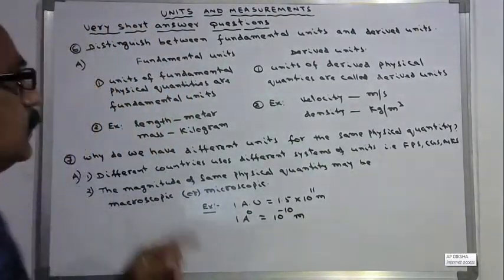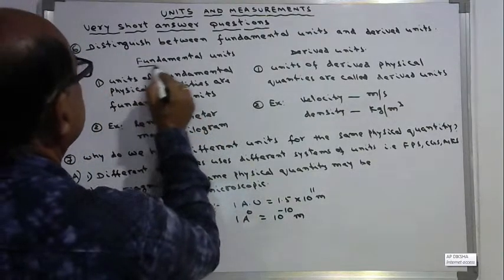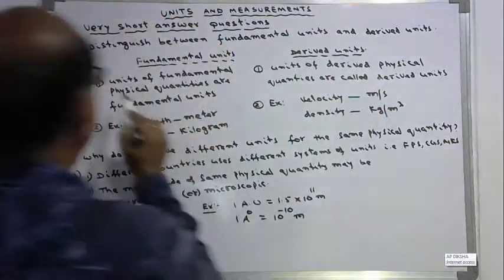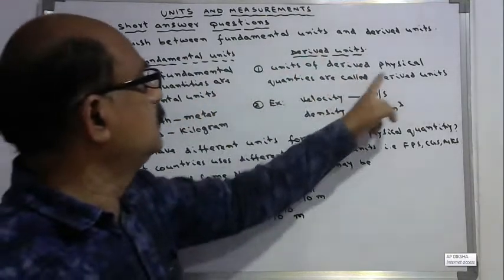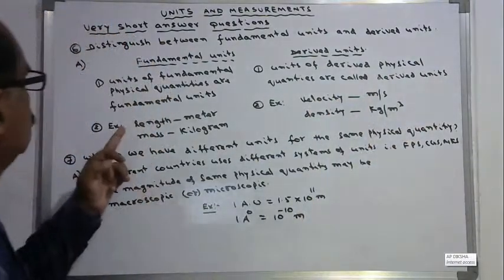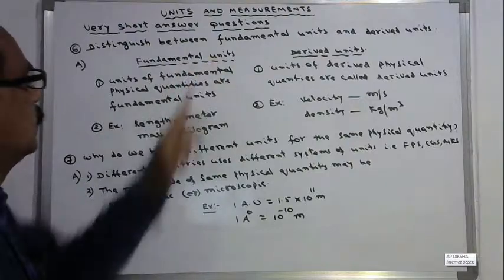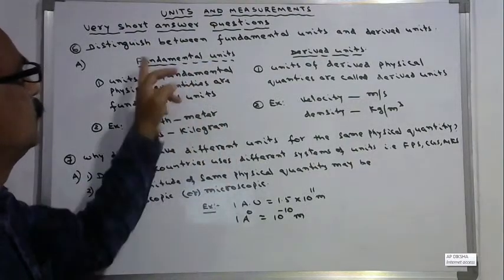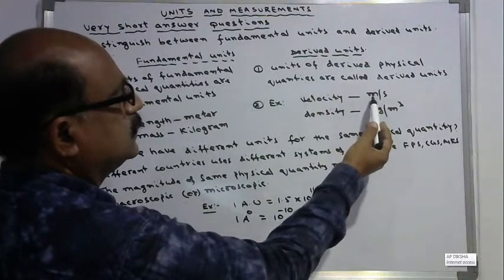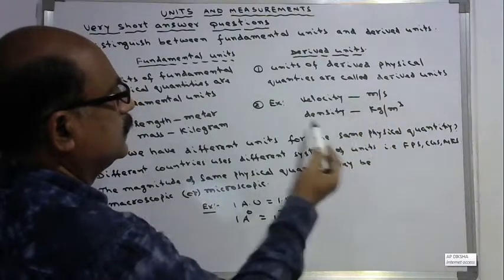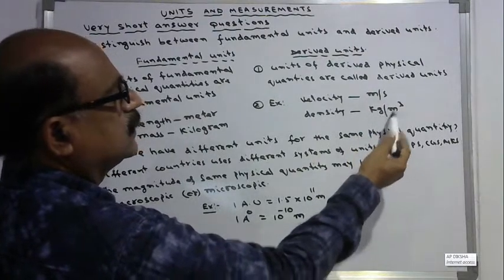See, in the sixth question: distinguish between fundamental units and derived units. Units of fundamental physical quantities are fundamental units, and units of derived physical quantities are called derived units. Example, length is a fundamental quantity, its unit is meter, so it is a fundamental unit. Mass is a fundamental quantity and its unit is kilogram. Similarly, for derived quantities, example, velocity is a derived physical quantity, its unit is meter per second, so it is a derived unit. And density is a derived quantity and its unit is kilogram per meter cube.